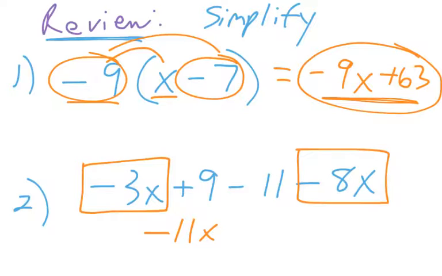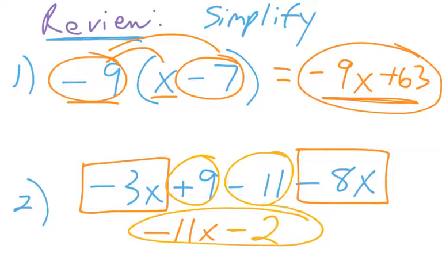Okay, keep the variable and exponent the same. And we also combine our constants, positive 9 and negative 11. Since we're adding a positive and a negative, we subtract and keep the sign of the larger number, negative 2. That would be our final answer. Okay, so we reviewed one problem with just distributing, and then one problem combining like terms.